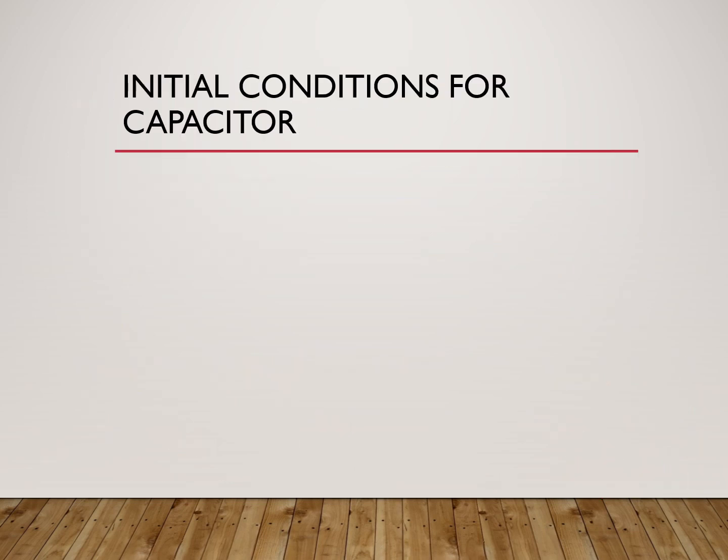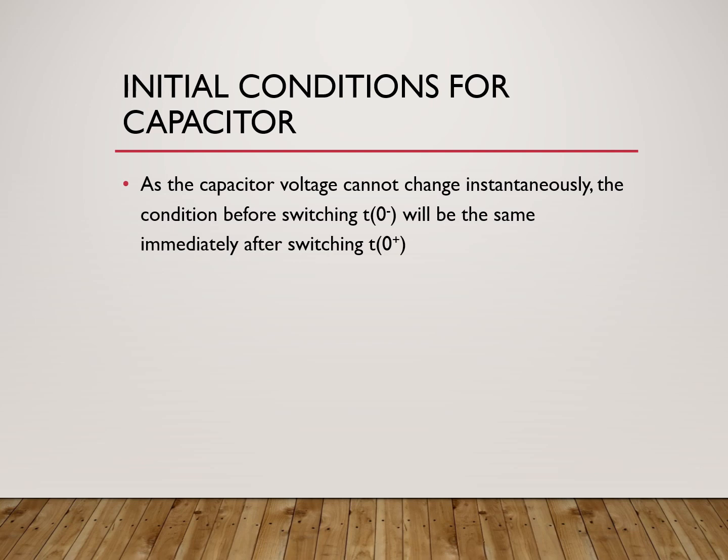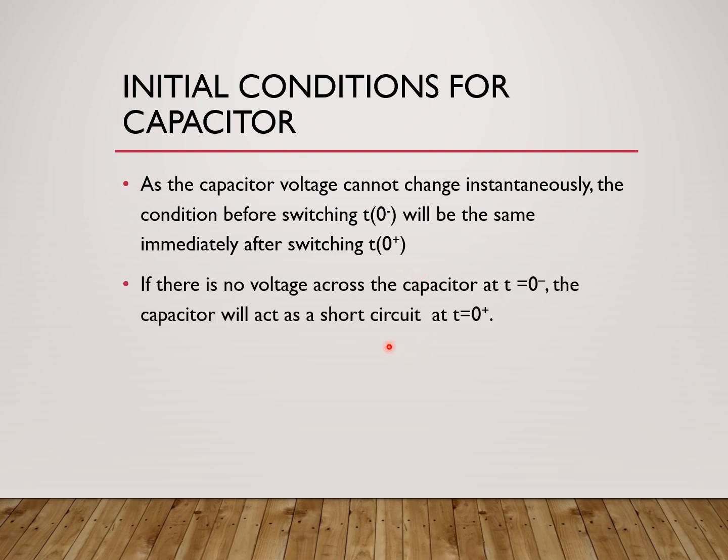Now, when we speak about initial conditions for the capacitor, similarly, the voltage across a capacitor cannot change instantaneously. So the condition before switching, at 0 minus, will be the same immediately after switching, at 0 plus. We already discussed that I is equal to C dV by dt. An instantaneous change would imply that dt would be 0 or the current would be infinity, which is not possible.